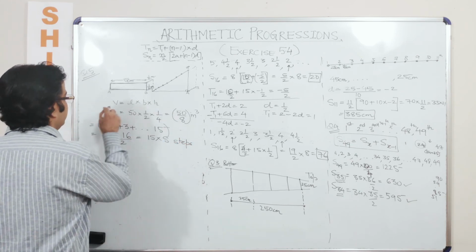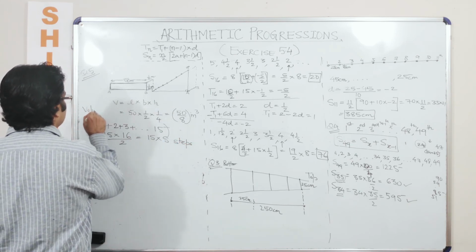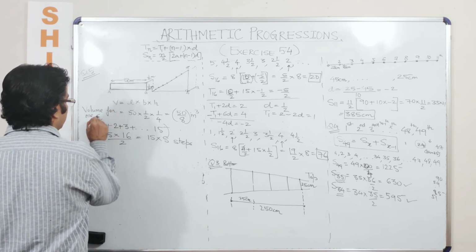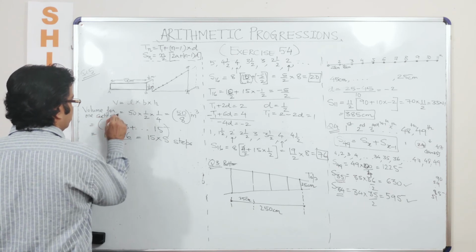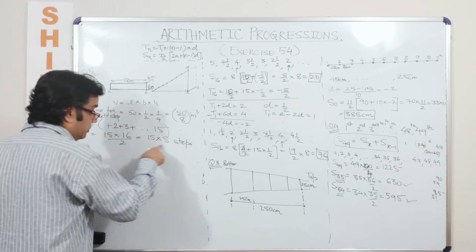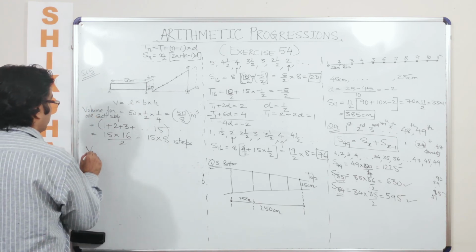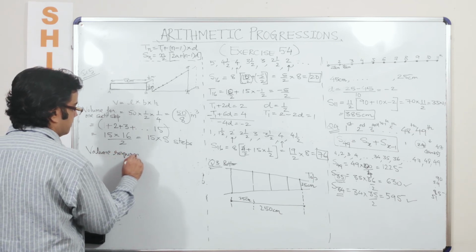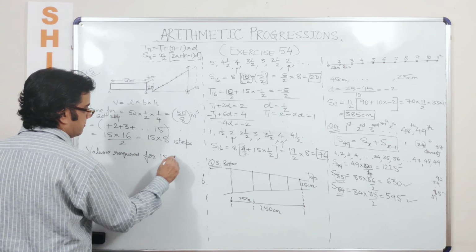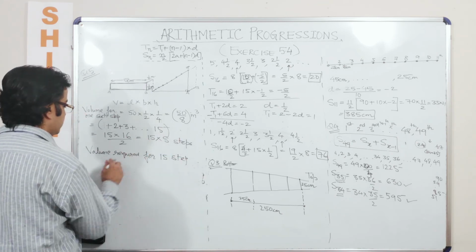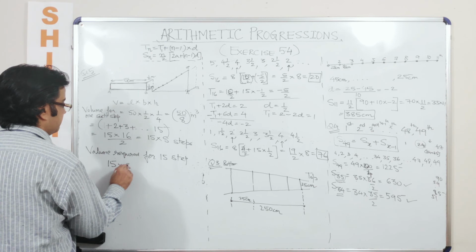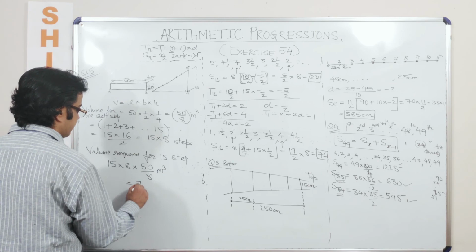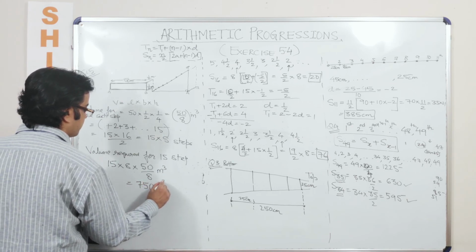And the volume of concrete required for one such step is 50 by 8 meter cube. So what is the volume required for these many steps? The volume required for all the steps will be the product of this into this, which is 15 into 8 steps into 50 by 8 meter cube, which is 750 meter cube.